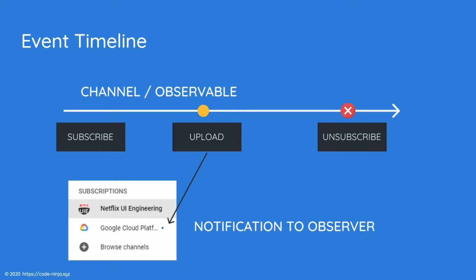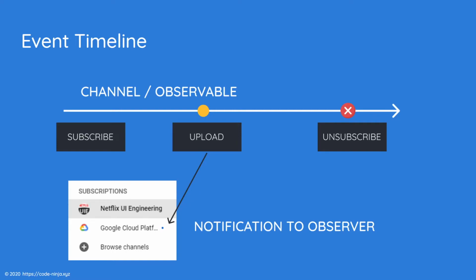Once you subscribe, after a period of time, the observable can have an event, which is represented as the yellow dot on this timeline. And whenever there's an event on the observable, the observer is notified of this event. And you can also unsubscribe from this observable at any point of time.